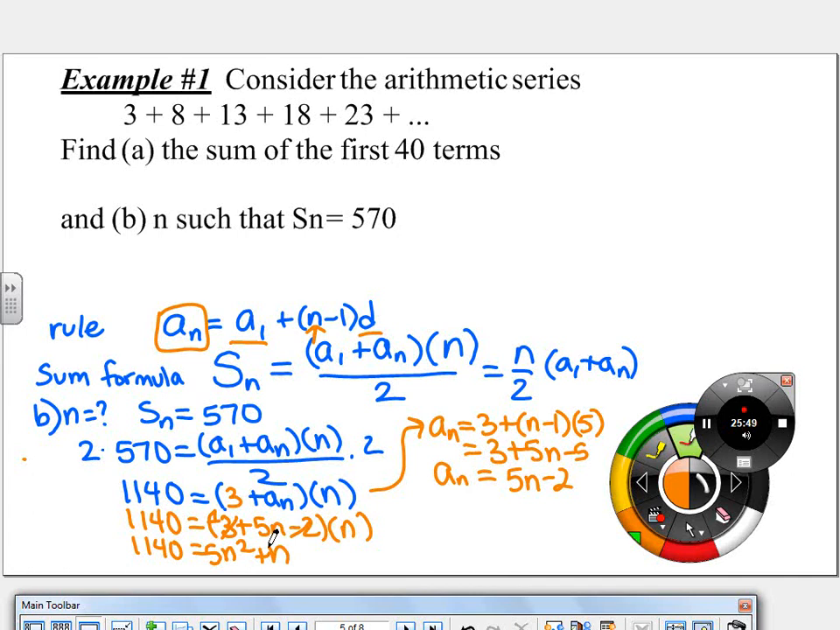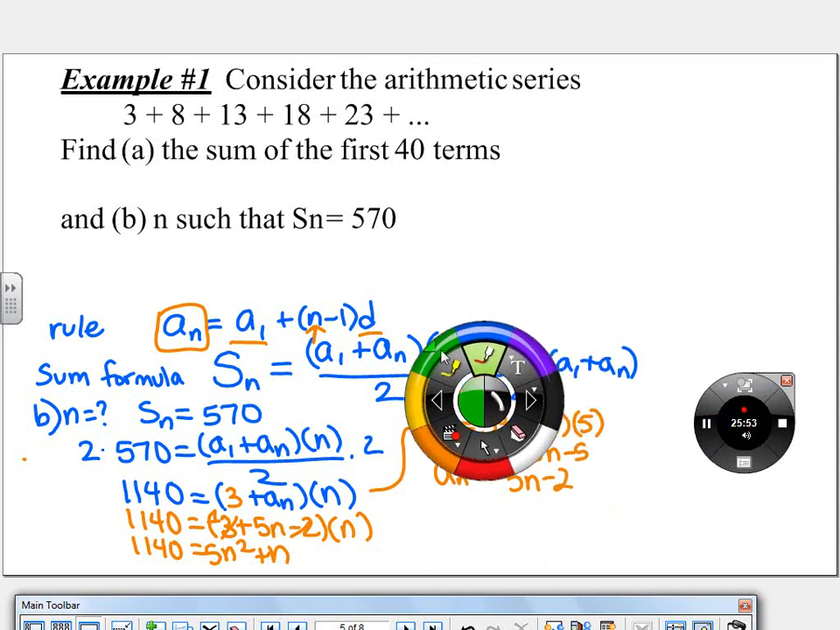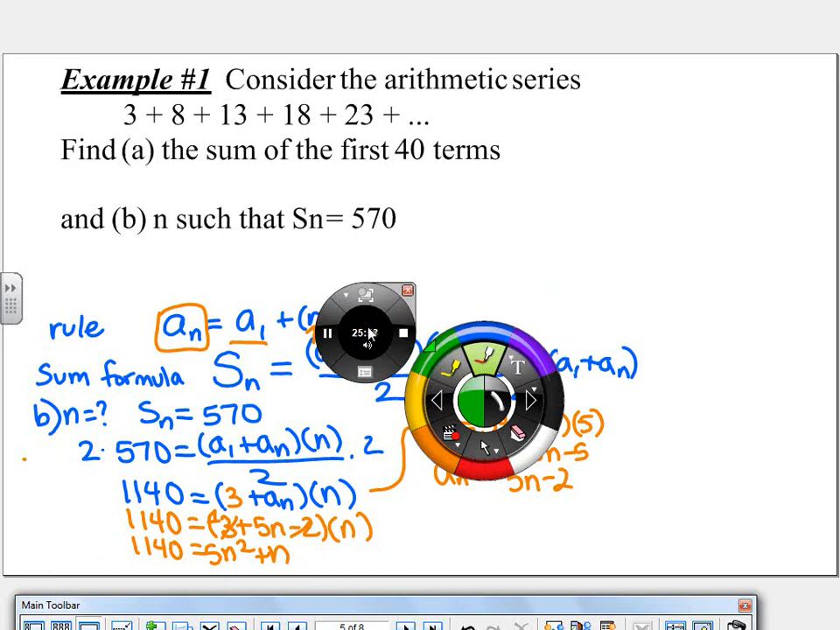What kind of equation is this? Anybody remember what we call this kind of equation? A quadratic. How can we solve quadratics? Good. I want to set it equal to 0. So I have some work ahead of me here. So 5n squared plus n minus 1,140 equals 0.